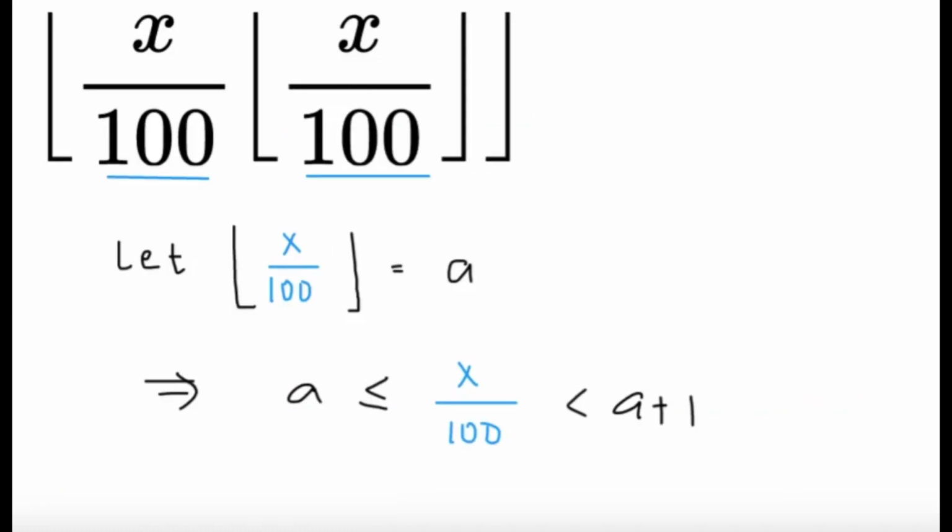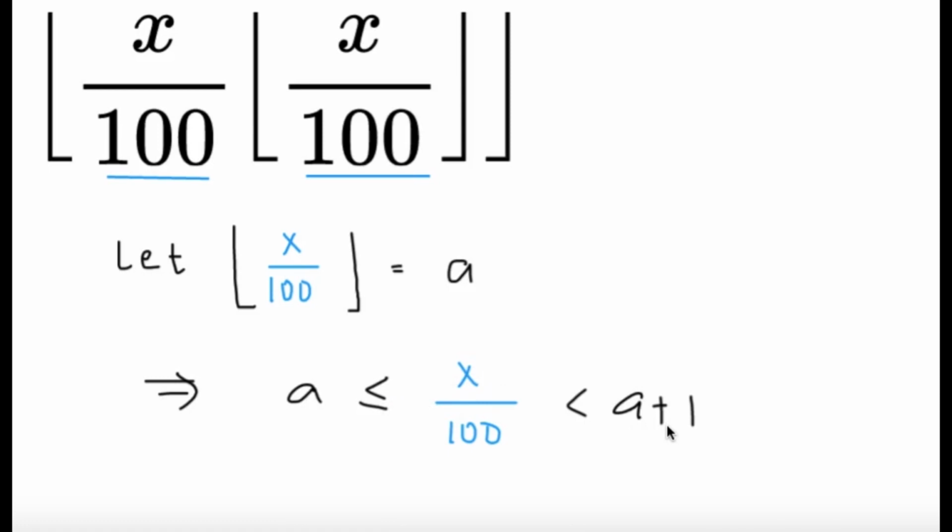So what we're going to do here is the following. Let's just say the floor of x over 100 is equal to a. And let us try to consider the range of values. If the floor of x over 100 is a, the only thing we know about a is that it's an integer. So we can get a range of values for x over 100. By definition, this should be greater than or equal to a and less than a plus 1, because the floor of x over 100 is just going to be a.